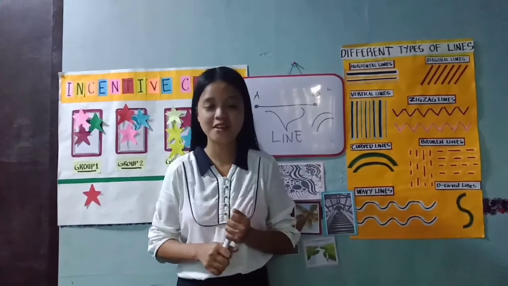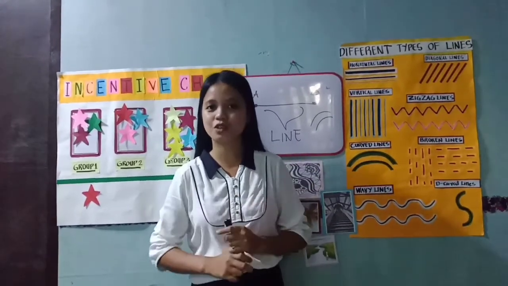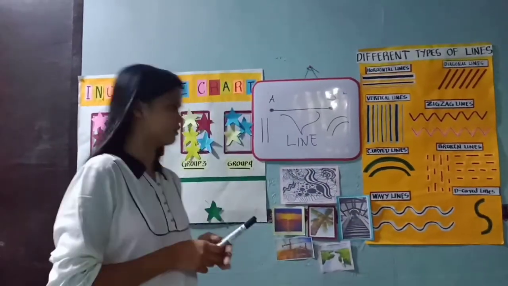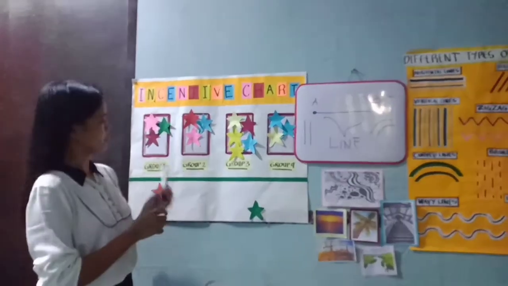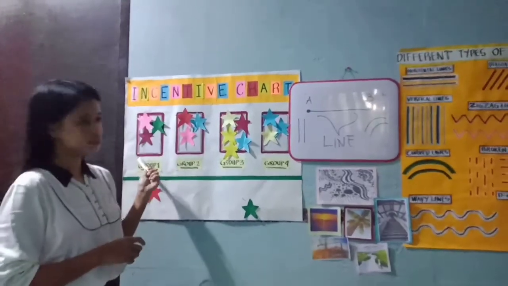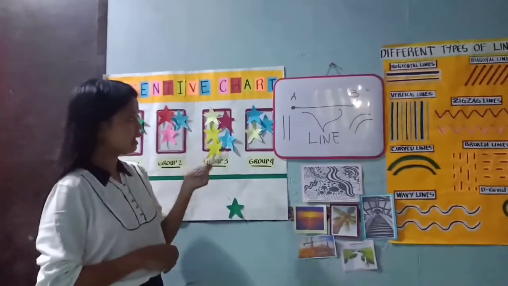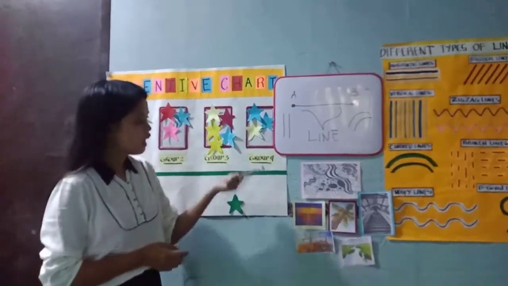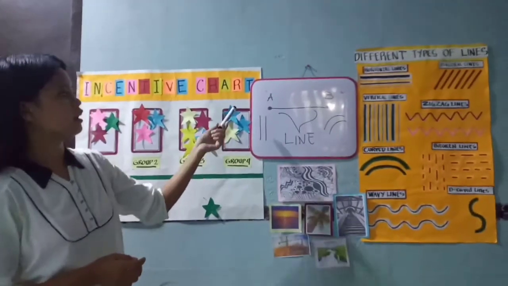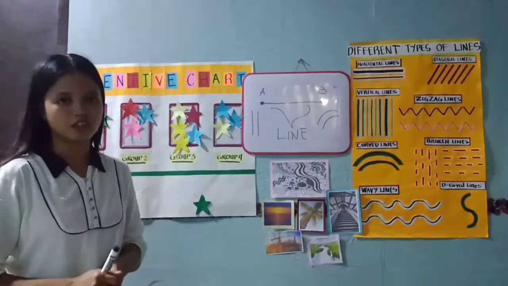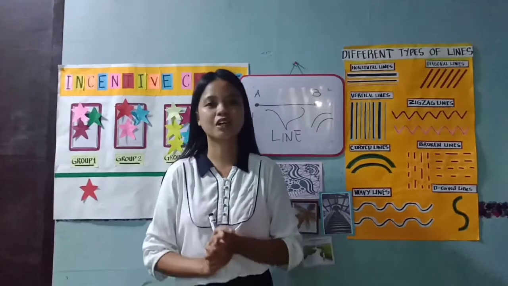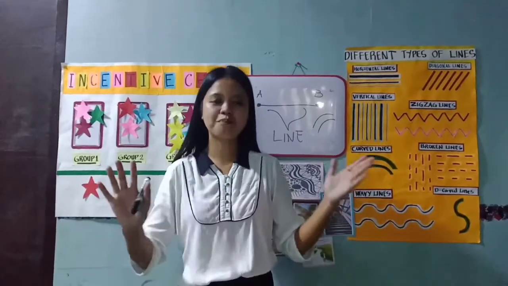Okay, so now let's see your updated score in our incentive chart. For group 1, you got 3 stars. Group 2, you also got 3 stars. Group 3 has 5 stars. And group 4 got 3 stars. Okay, so congratulations everyone. Keep up the good work.